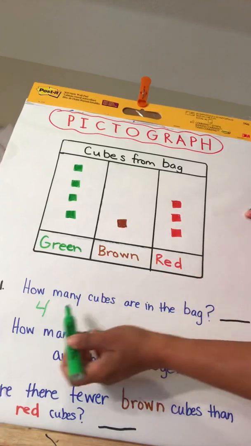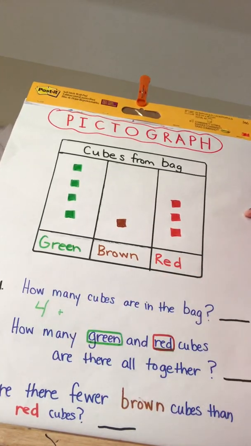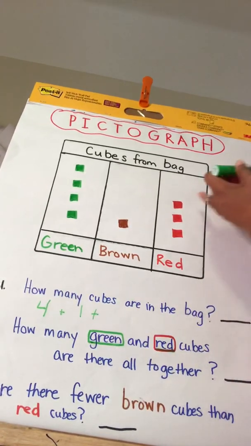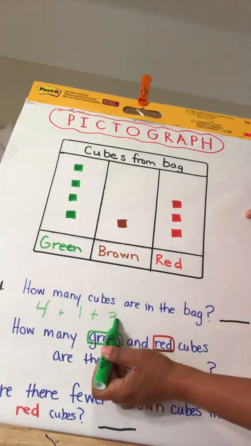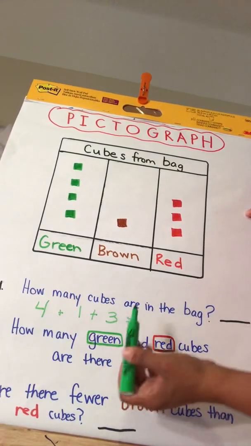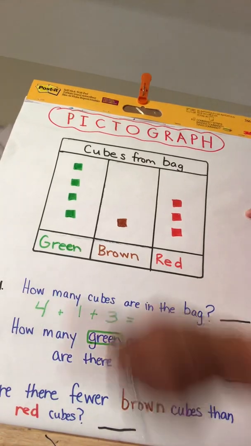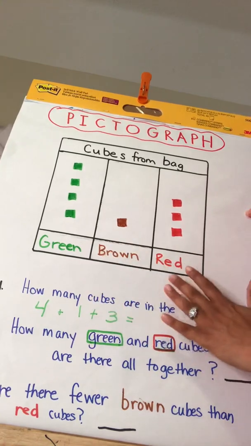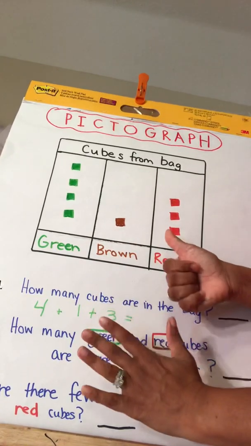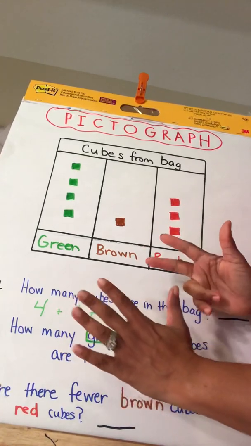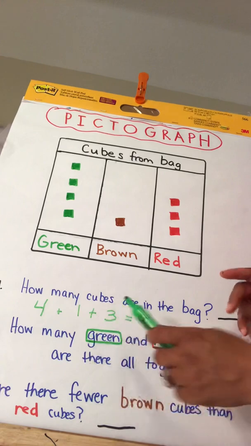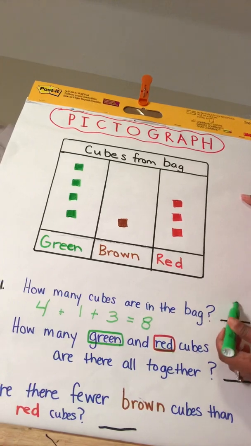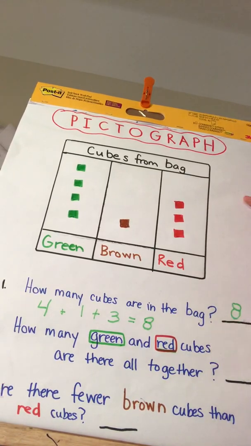And we also have brown. So how many brown cubes do we have? 1. So we have 1 brown cube plus we had 1, 2, 3, 3 red cubes. 4 plus 1 more is 5, plus 3 more, 6, 7, 8. So 4 plus 1 plus 3 is 8. So our answer is we have 8 cubes in the bag.